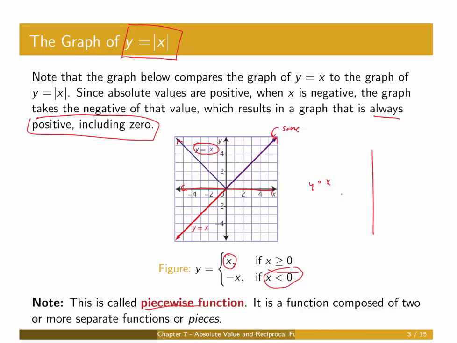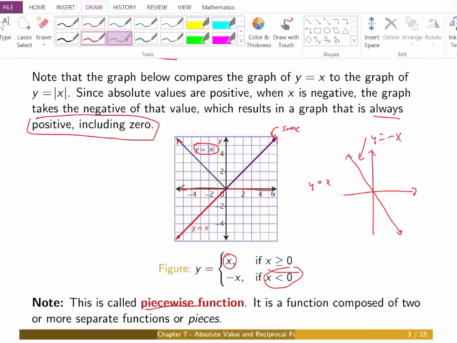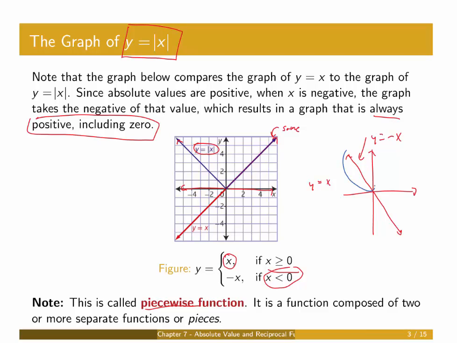Now, the graph of negative x is simply going to be a reflection of y equals x. This guy is y equals negative x. And notice how you're basically honing in on this little segment, copying and pasting it over here. There's your two line segments. You have to learn this now, okay? So star this in your notes because it's going to be important later on.